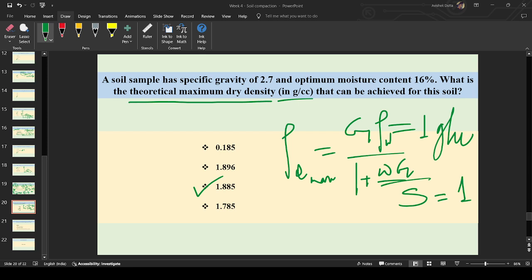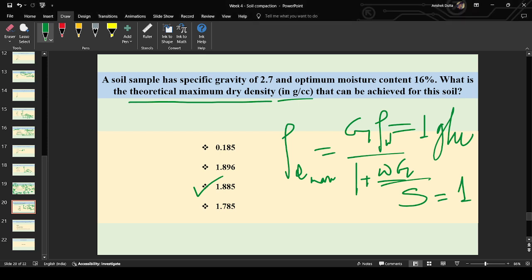Yes, you have given the answer C. Okay, fine, 1.885. I will not write rho d max, because I am taking S equals 1, then this becomes rho d max. In general, rho d equals G rho w divided by 1 plus wG by S, depending on saturation. If S equals 1, then rho d becomes rho d max.